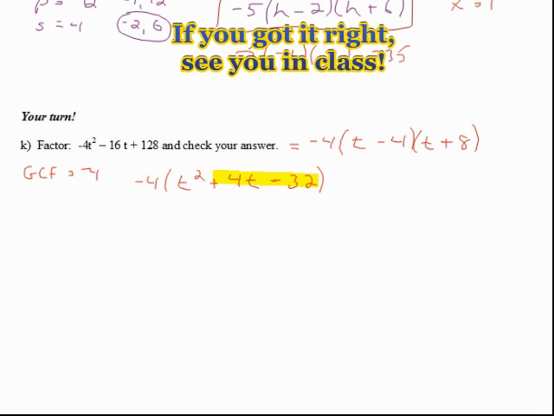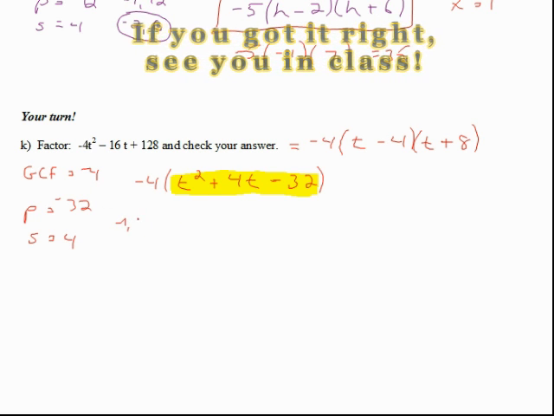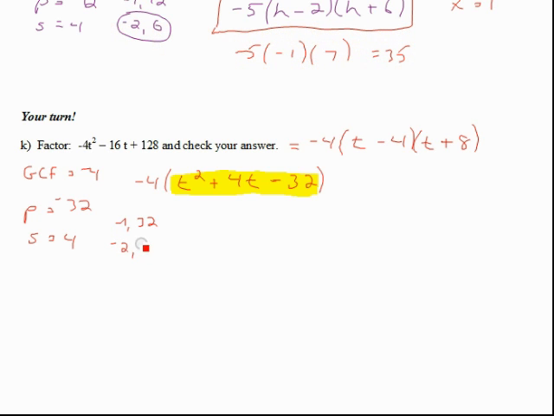And then I need to factor just what's inside the brackets. So my product is negative 32, my sum is 4. So I can have negative 1, 32, negative 2, 16, negative 3 doesn't work, negative 4 and 8. That works, negative 4 and 8. So I still have my negative 4, and I have t minus 4 and t plus 8. Okay, there you go. See you in class.